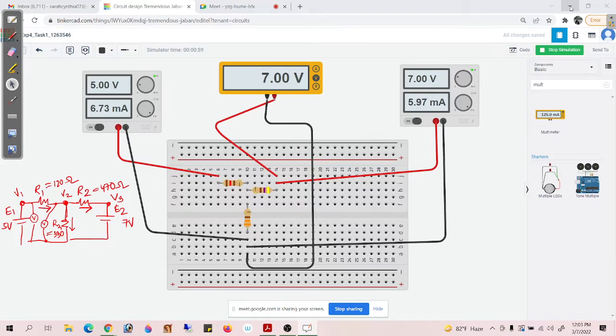Ma'am, can you repeat the values again? R1 is 120. আচ্ছা, আমি let me write it over here. R1 is 120 ohm, R2 is 470 ohm, and R3 is 330 ohm. Okay, so এটা হচ্ছে আমাদের R1, এটা R2, and this is R3.